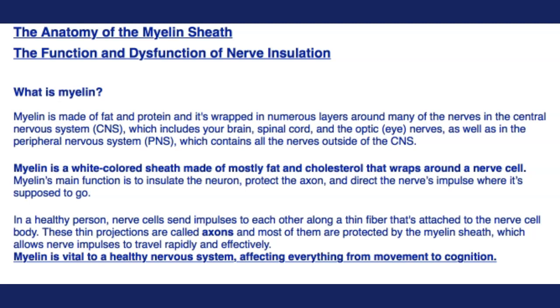What is myelin? Myelin is made of fat and protein and is wrapped in numerous layers around many of the nerves in the central nervous system, which includes your brain, spinal cord, and the optic eye nerves.